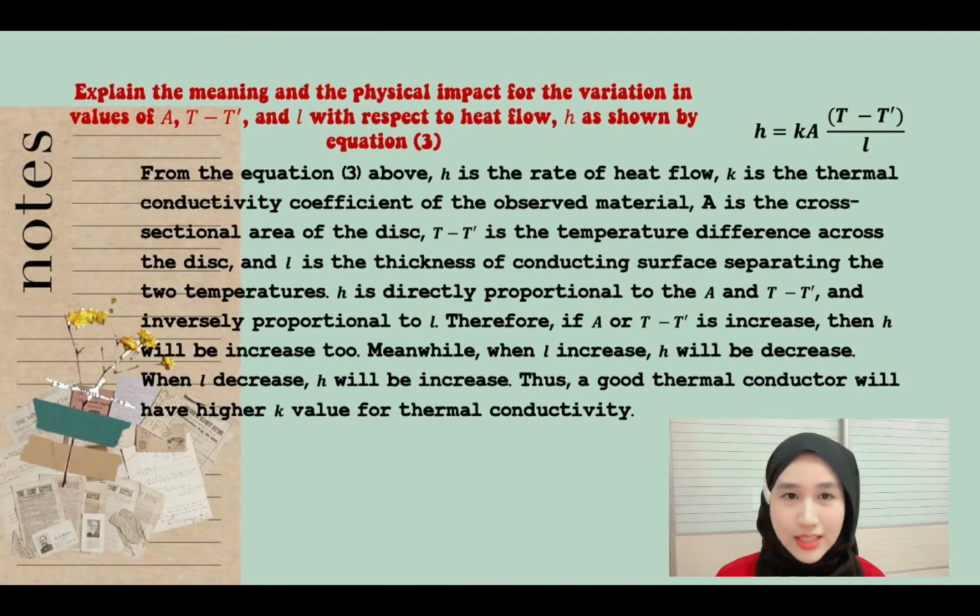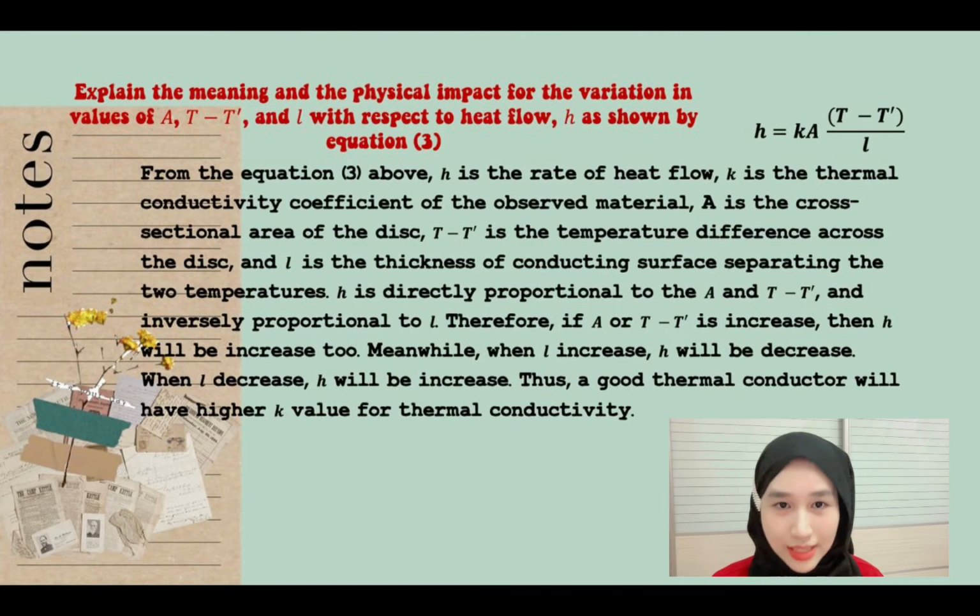The next question is, explain the meaning and the physical impact for the variation in values of A, T minus T prime and L with respect to heat flow H as shown by equation 3. So equation 3 is H equals to KA times T minus T prime over L. From equation 3 above, H is the rate of heat flow. K is the thermal conductivity coefficient of the observed material.